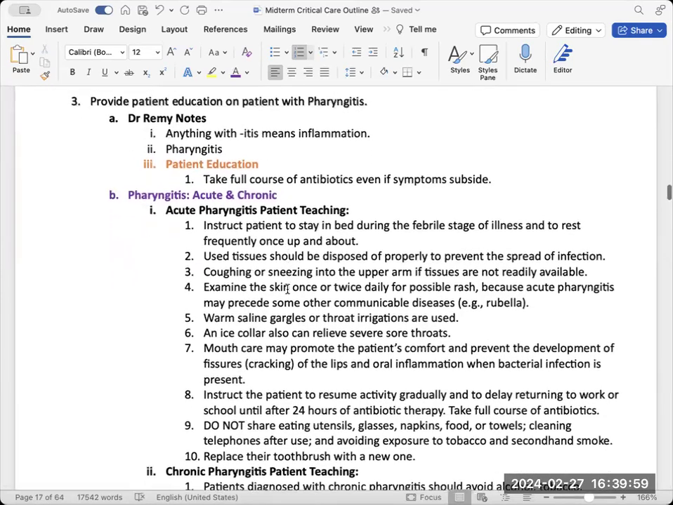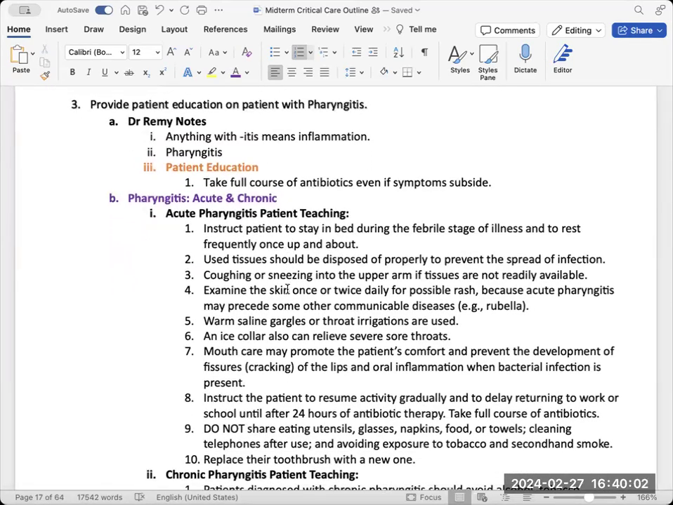So the next question is to provide patient education for a client with pharyngitis. What Professor Remy put an emphasis on was making sure they take the full course of antibiotics, because acute pharyngitis could be caused by bacteria. Especially streptococcal is a very common cause of acute pharyngitis. So we want them to take the full course of antibiotics.